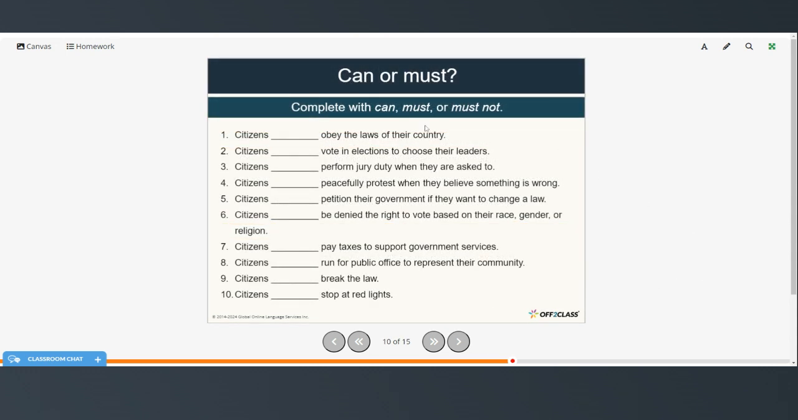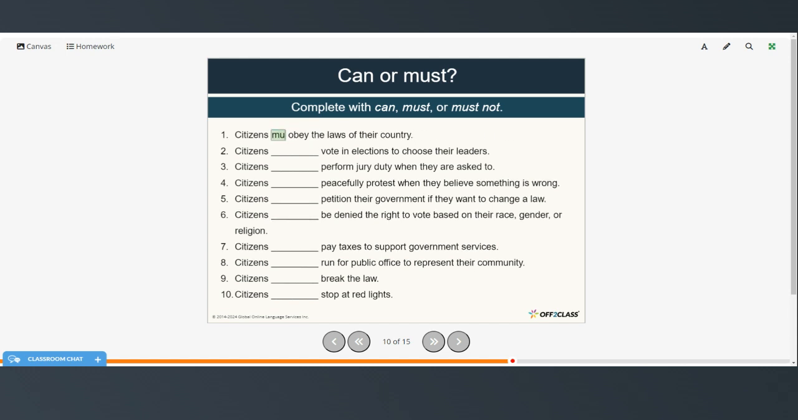All right, so now you can complete these sentences with either can, must, or must not. So you can pause the video, try that on your own, and then restart when you're ready to see the answers.